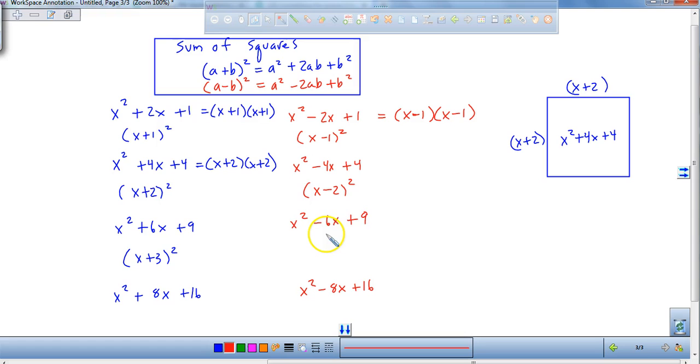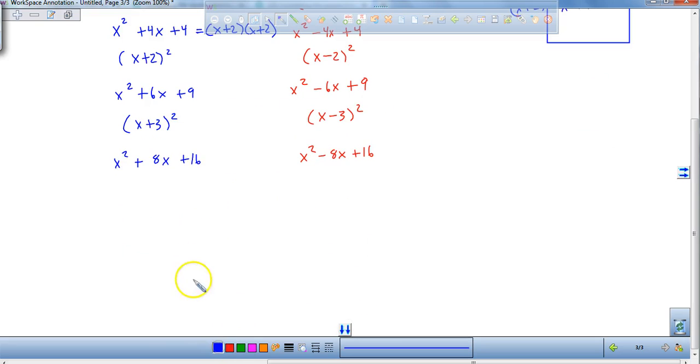Negative 3. What's negative 3 times negative 3? Positive 9. It becomes x minus 3 squared. And the pattern just keeps going on forever. I'm going to stop right here, and then we'll start doing some problems.